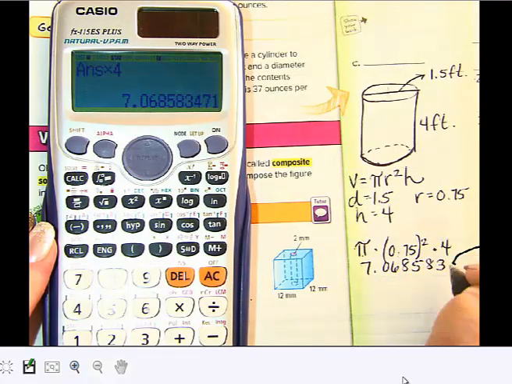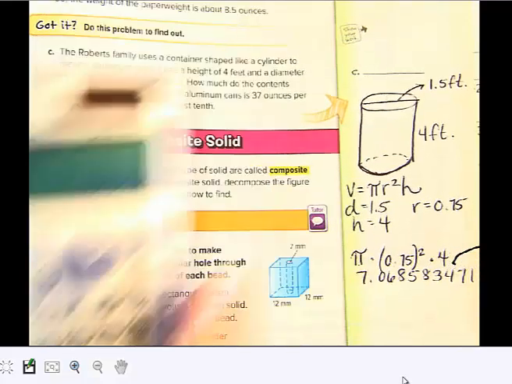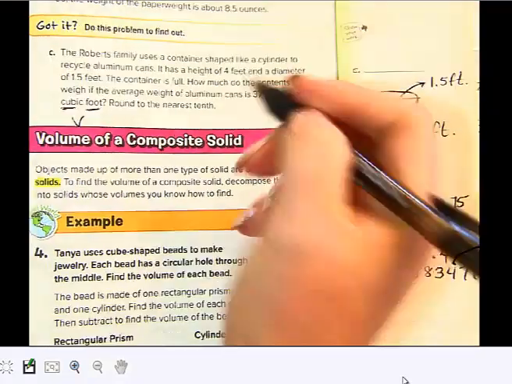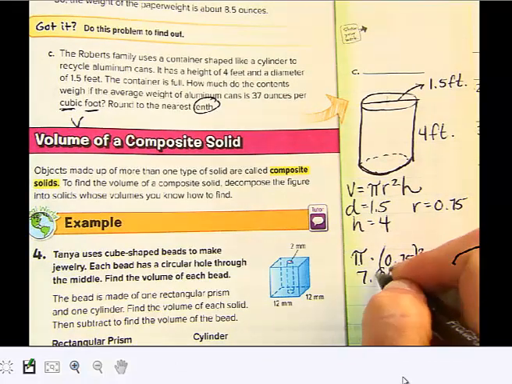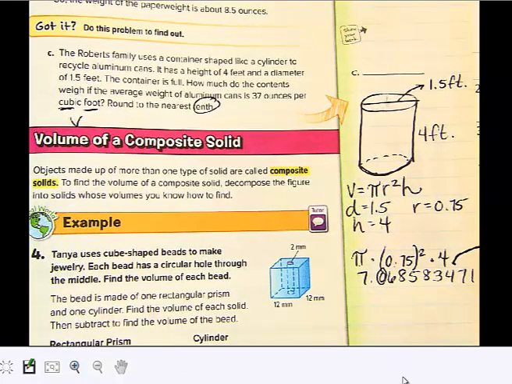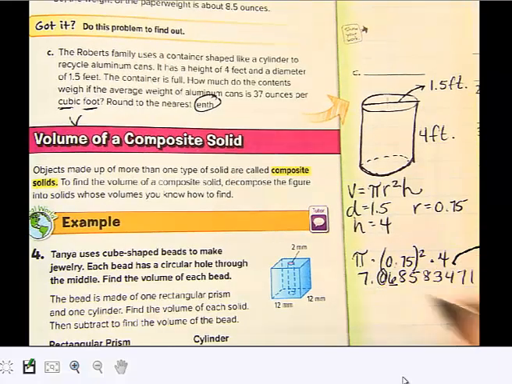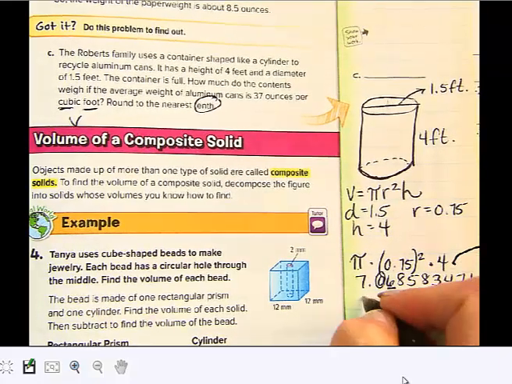So it's 7.068583471. And let me see, it says round to the nearest tenth. Okay, so I can do that. Nearest tenth is this 0 right here. I'm either going to leave it as 0 or I'm going to round up to a 1. Because this is a 6, I'm going to round up to 1. So I have 7.1 cubic feet.